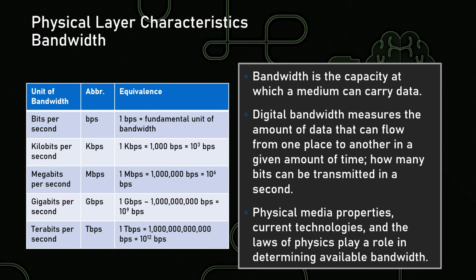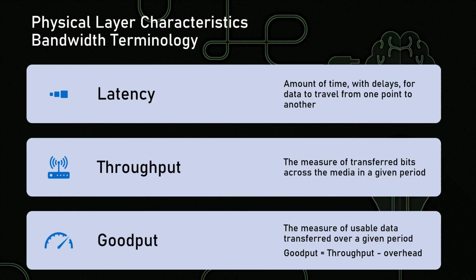Now, digital bandwidth measures the amount of data that can flow from one place to another in a given amount of time, specifically in seconds, as we've seen from the table. Now, we do have some physical laws that actually intercede to slow down how this happens. You know, we've got transmission of light in a vacuum, and we've got the possible delay based on distance, things like that. So we have to incorporate some terms to deal with what these delays and accelerations are. Latency is the amount of time with delays it takes for data to move from one point to another. Usually we consider it a round trip.